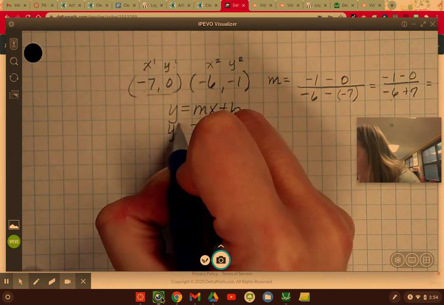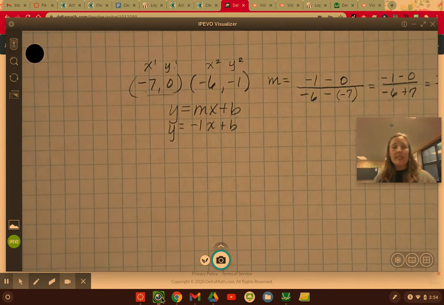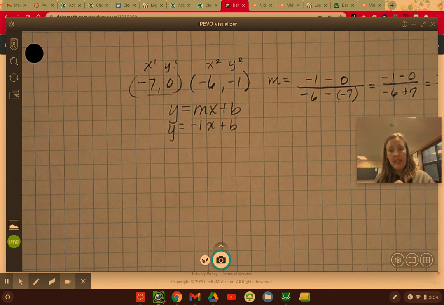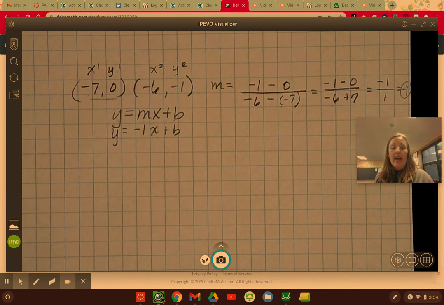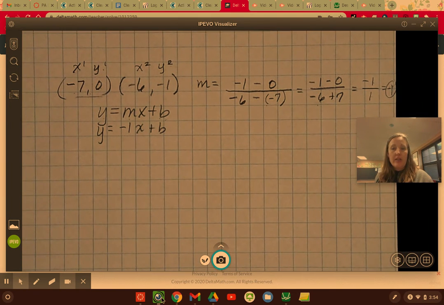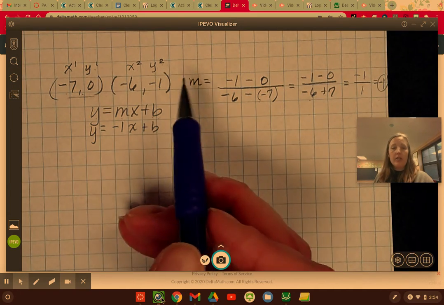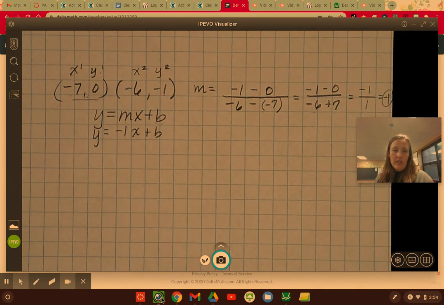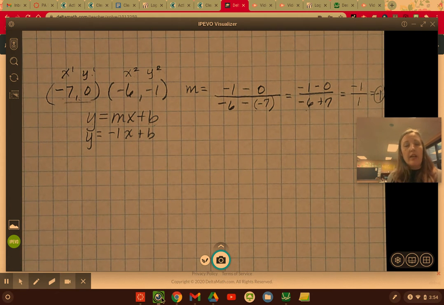So y equals -1x plus b. I still don't have everything I need, right? Because I don't have my y-intercept. So I have several ways I could do this now. Now that I know the slope and I have points, I could put it in point-slope form. But for right now, we're just going to keep it in slope-intercept form, and we're going to solve for b.